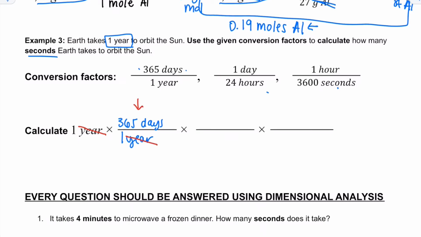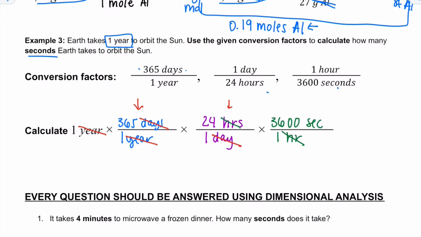The next is to go from days to hours. In order to get from days to hours, I need to cancel days out. So I put that on the bottom, 24 hours on the top. Again, my days will cancel and I'm left with hours. Last is to go from hours to seconds. I want to end up with seconds. So I'll put that part of the conversion factor on top and hour on bottom. Hours and hours cancel. Now what's left is to do the math.